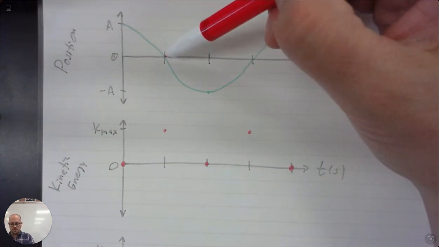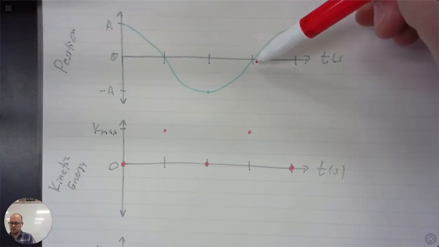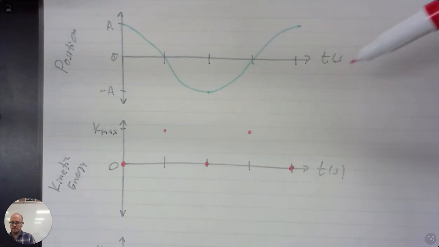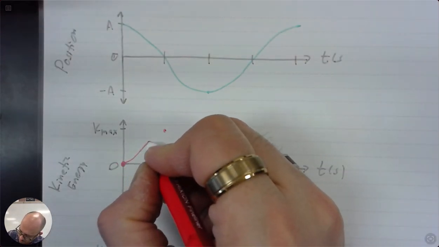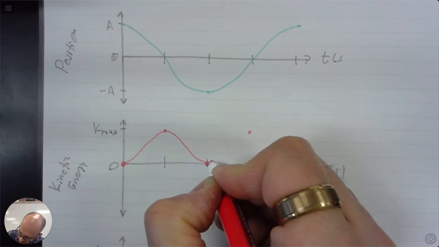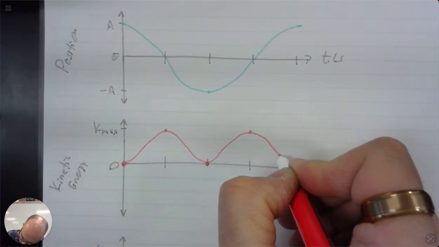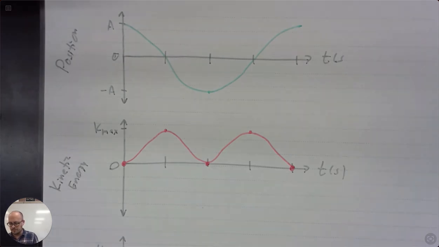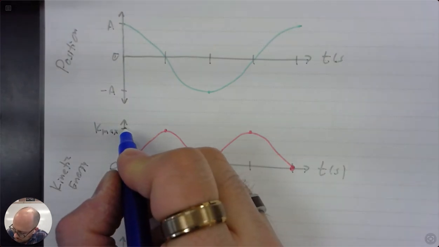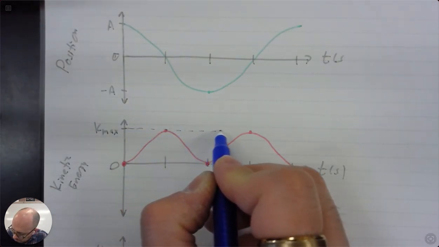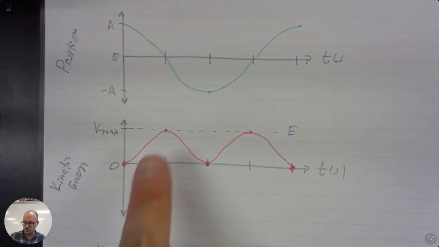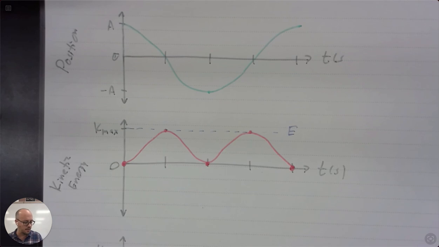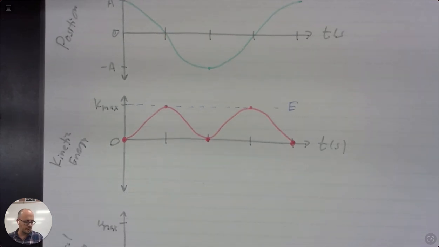But keep in mind, even though this is moving in a different direction than this one, they have the same value of kinetic energy because it's based on the speed squared. So we get this condensed graph for kinetic energy. This is very different from the graphs that you have seen in the kinematics world. And I just want to point out that for this right here, that's the mechanical energy. So at those points where you have maximum kinetic energy, it's when the kinetic energy equals the mechanical energy.